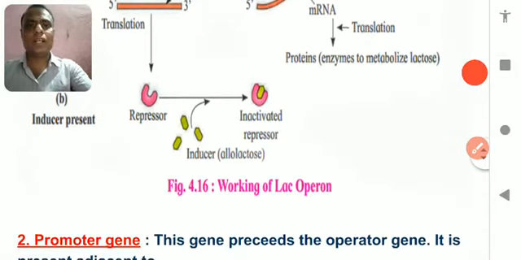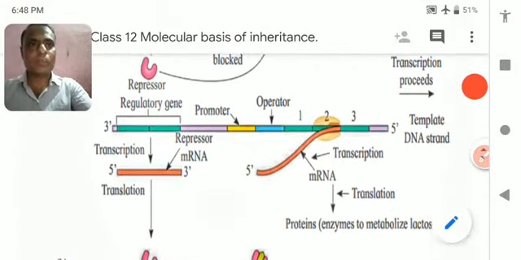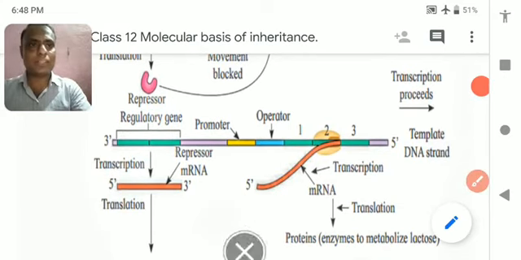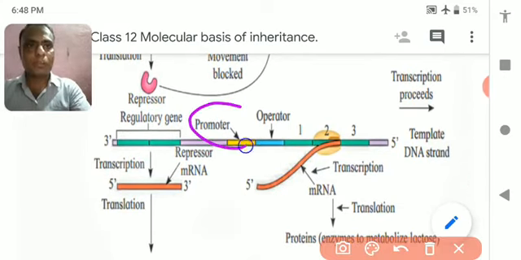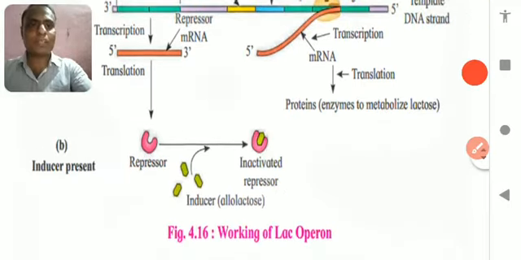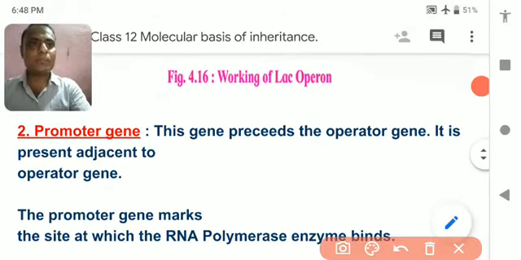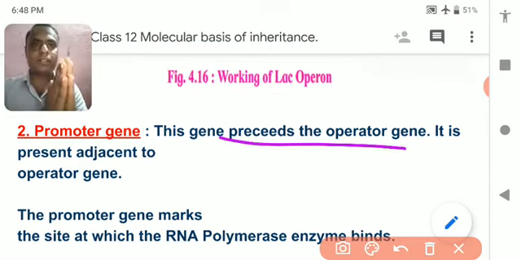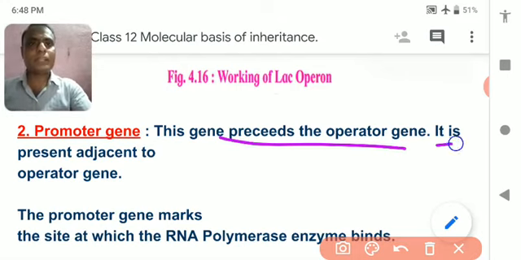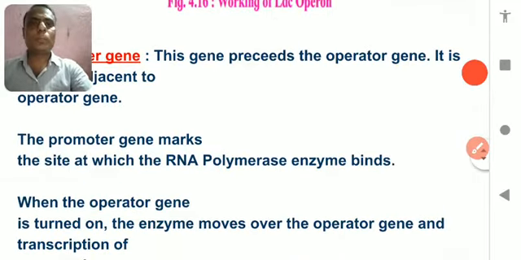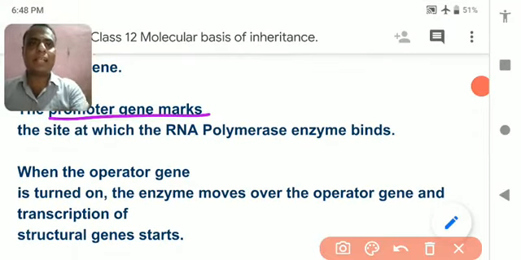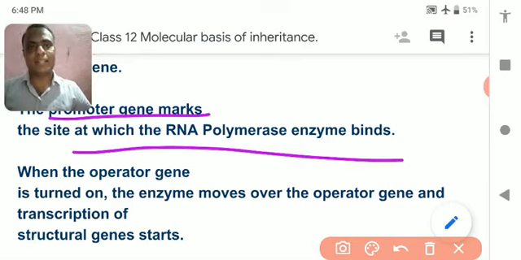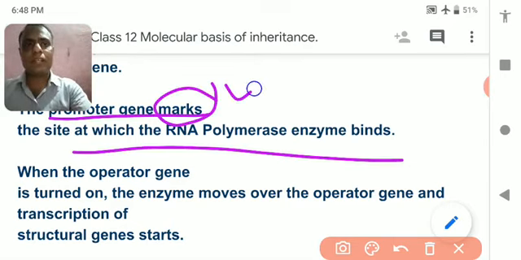Next, the second topic is called the promoter. What is the function of the promoter? Let's see. It precedes the operator, meaning it is present just before the operator. First the regulator, then the promoter, which is adjacent to the operator. The promoter gene marks the site at which the RNA polymerase enzyme binds. It helps in the production of mRNA.